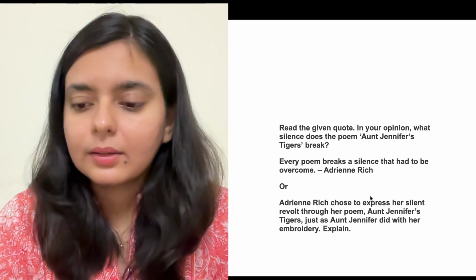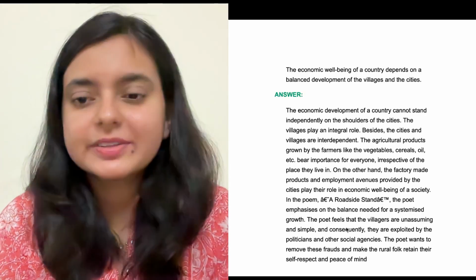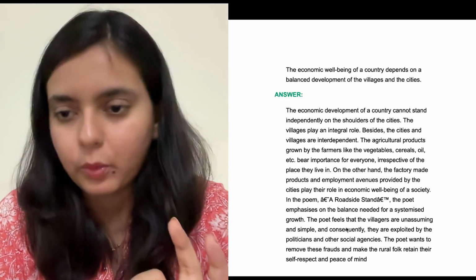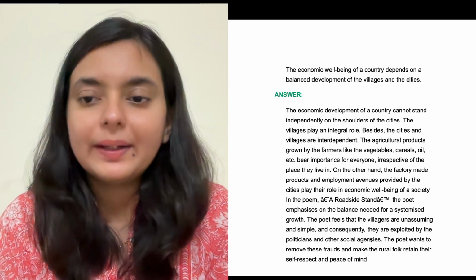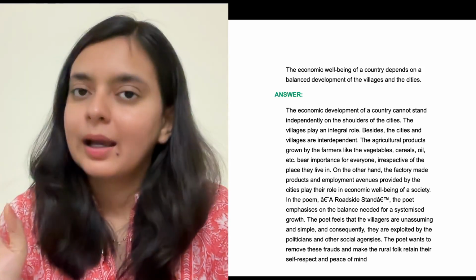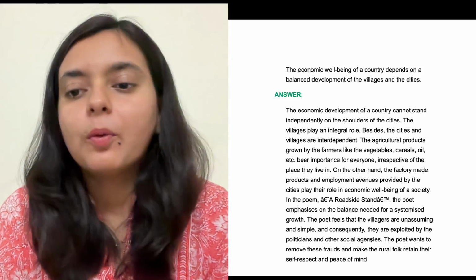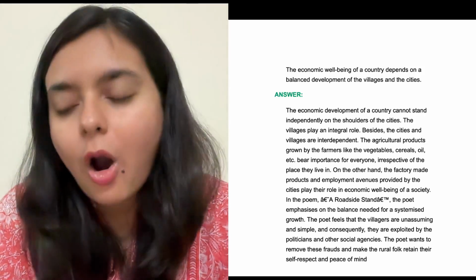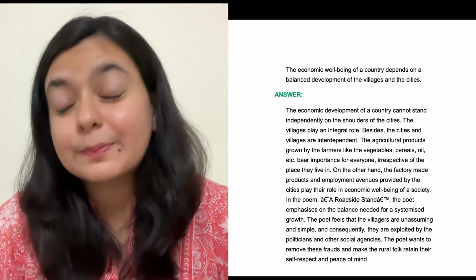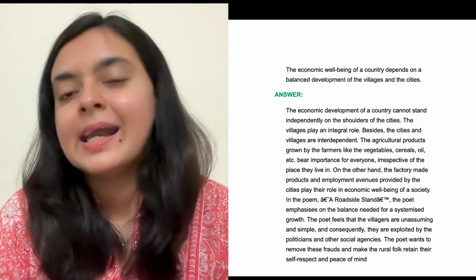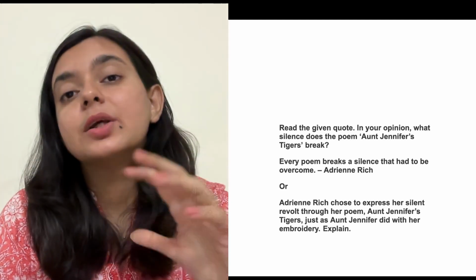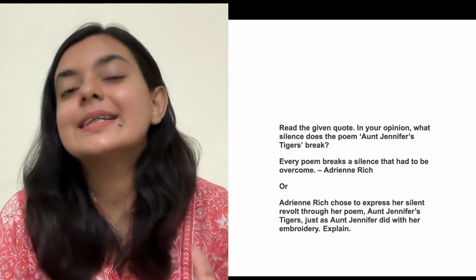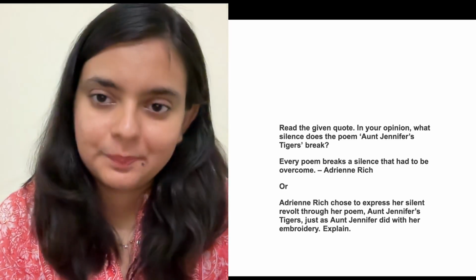So the poet emphasizes the balance between both. The poet feels that the villagers are unassuming and simple, and consequently they are exploited by various kinds of people, and the poet wants to remove all of these people who exploit the simple village people. So we need to definitely sit back and contemplate and create a balance between the city and the village.